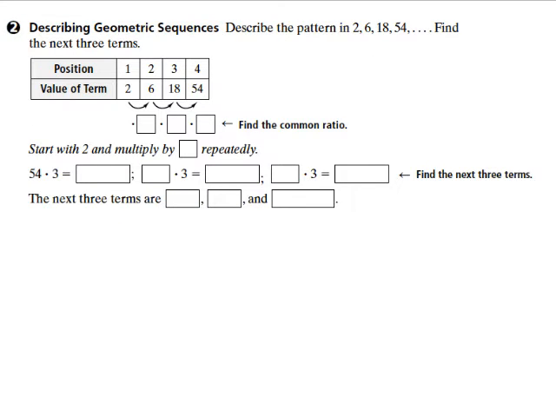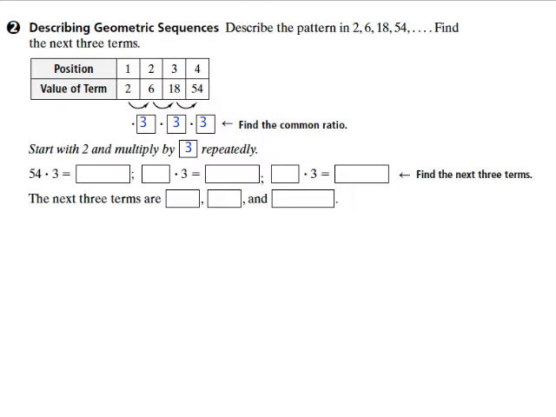Example number 2, describing geometric sequences. Describe the pattern in 2, 6, 18, 54. Find the next 3 terms. Well, to go from 2 to 6, we multiply by 3. To go from 6 to 18, we multiply by 3. 18 to 54 is also multiplied by 3. So the common ratio is 3. So we start with 2 and multiply by 3 repeatedly.